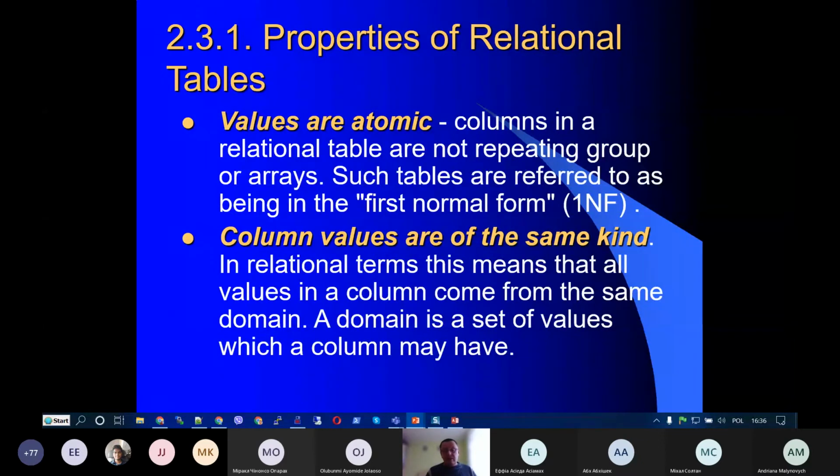Column values are of the same kind. So here is the major difference between a database relational table and a spreadsheet. In one column in a spreadsheet you can put any value you want, and Excel or any other spreadsheet software will manage this. In a relational database, if you define that a column is dedicated to storing the patient last name, then only the text value of the patient last name must be stored in this column, nothing other, and so on.